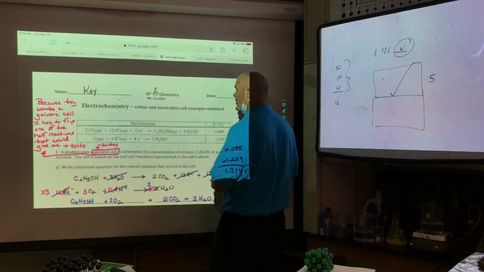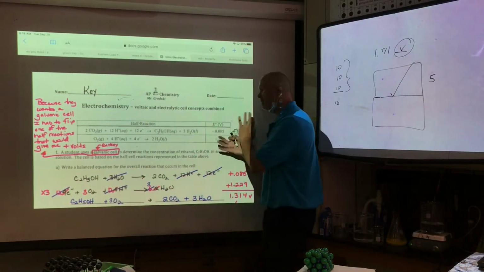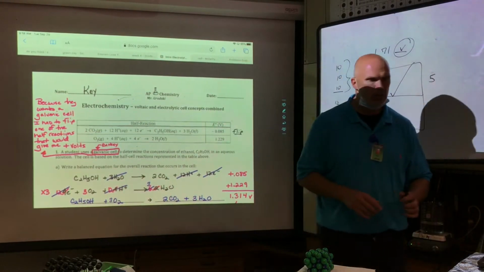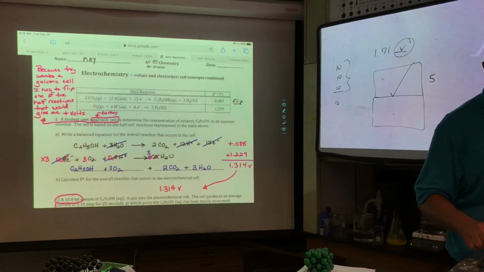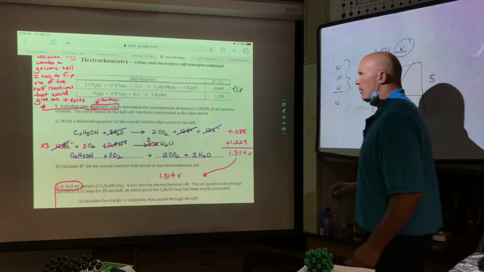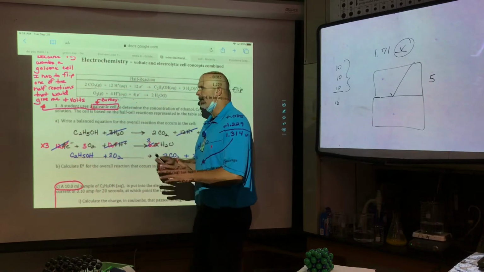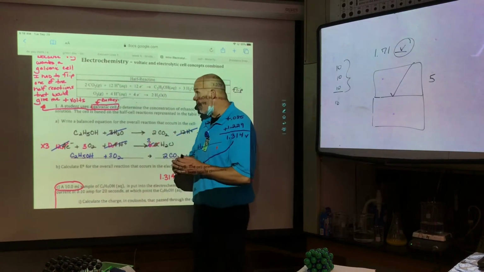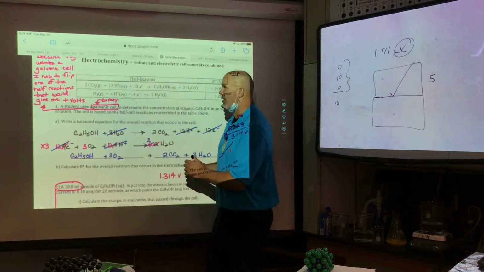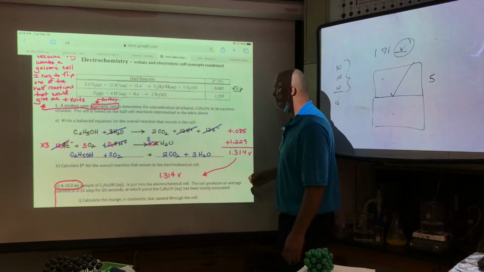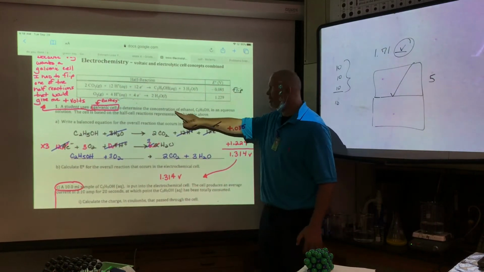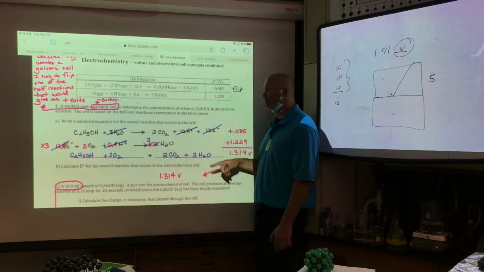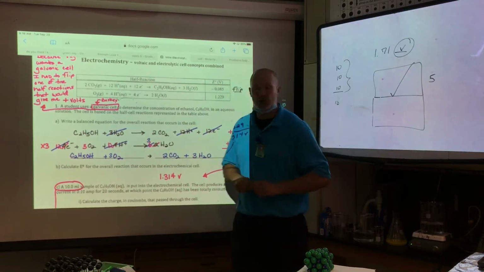This was electrochemistry, voltaic, electrical cell concepts combined, okay? So this was one from last week, and some keys here. A student uses a galvanic cell. Galvanic, voltaic, Luigi Galvani. These guys had an argument about a battery, so you know it's positive volts. They want to determine the concentration of ethanol. The whole purpose of this was to find the concentration of ethanol.